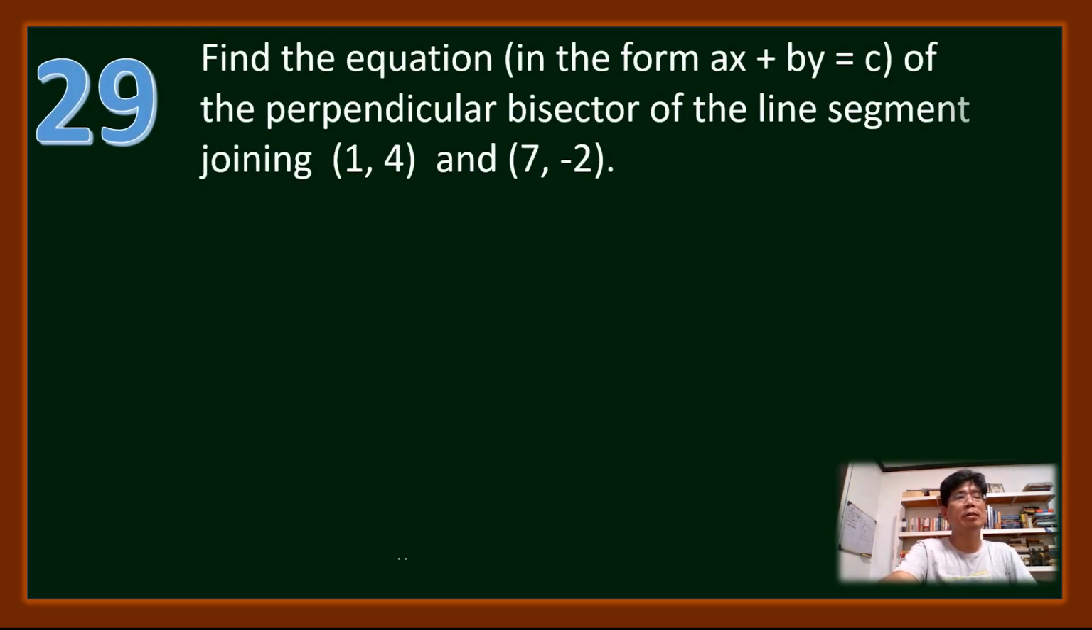Number 29. Find the equation in the form ax plus by equals c of the perpendicular bisector of the line segment joining 1, 4 and 7, negative 2. Here is our suggested solution.